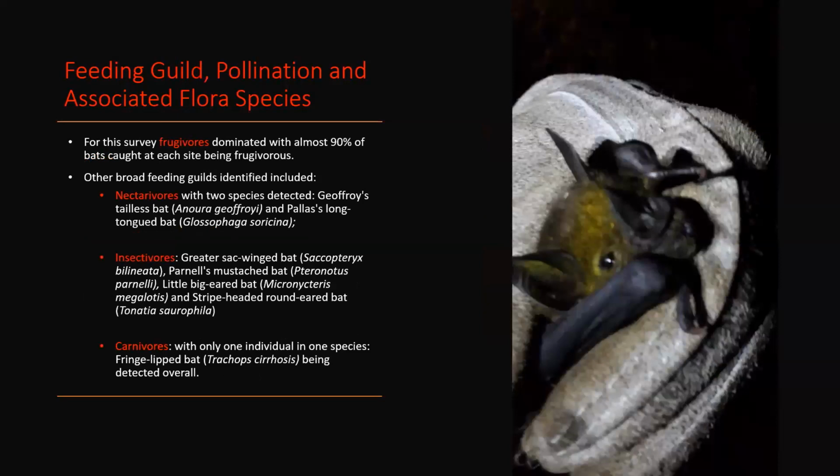For this survey, frugivorous bats dominated with almost 90% of bats caught at each site, feeding primarily on fruits. Other broad feeding guilds identified included nectar-feeding bats, the nectarivores, with two species detected, Geoffroy's tailless bat and Pallas's long-tongued bat. We also caught insectivorous bats, such as the greater sac-winged bat, Parnell's mustached bat, little big-eared bat, and striped-headed round-eared bat. We also only caught one individual of a carnivorous bat, the fringe-lipped bat, Trachops cirrhosus.